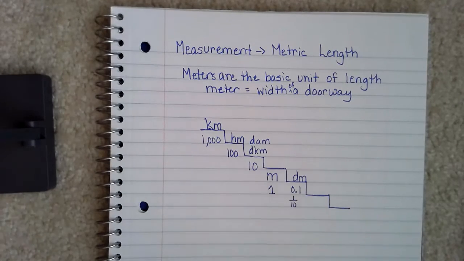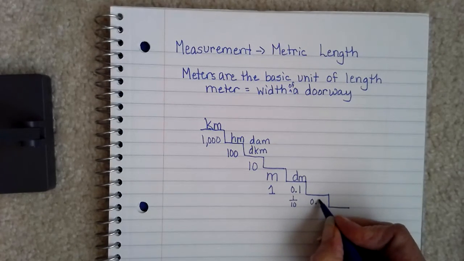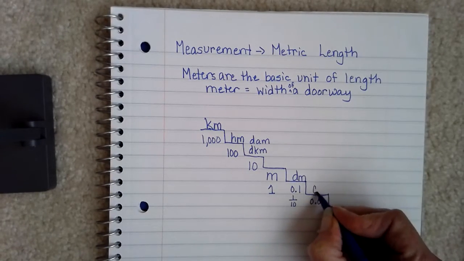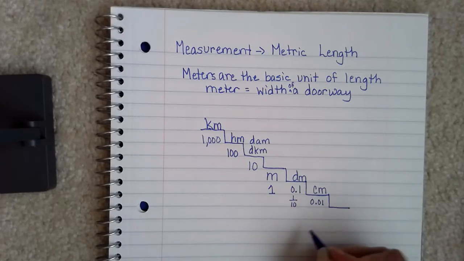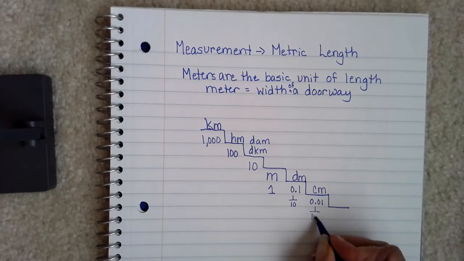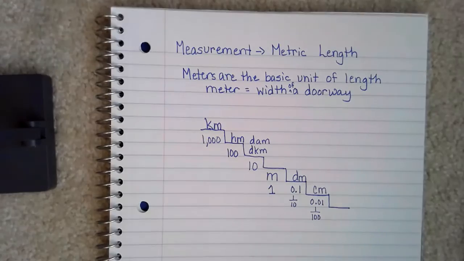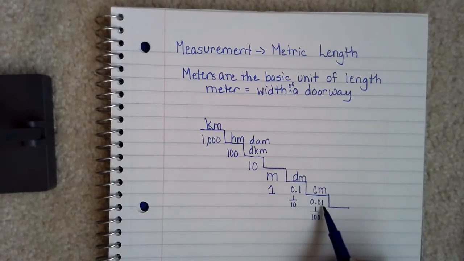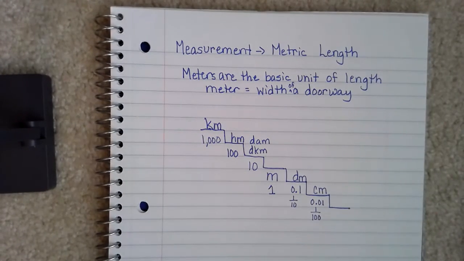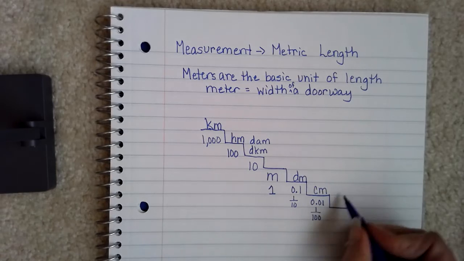Now, if we took that meter and we cut it into 100 little pieces, then it would look like this. It would be called a centimeter. It would be 1/100th, because we cut it into 100 pieces. Notice the 1 over here is in the hundredths place. See, we never get away from those fractions and those decimals.